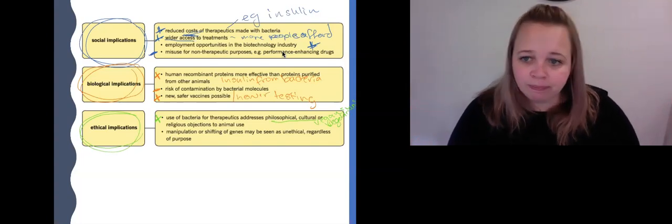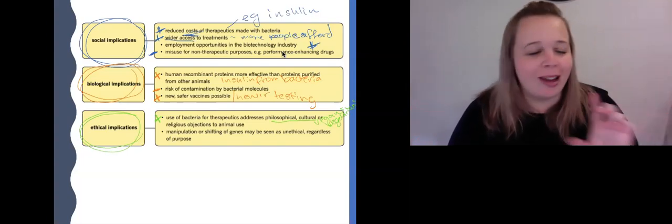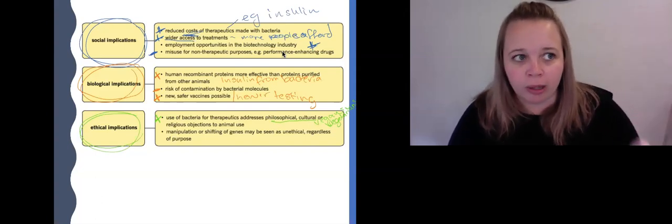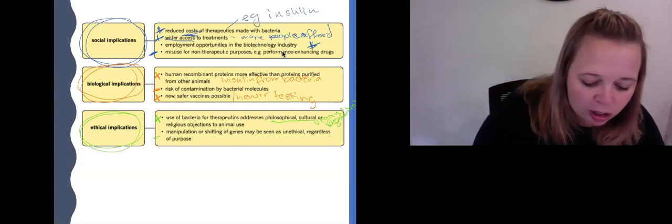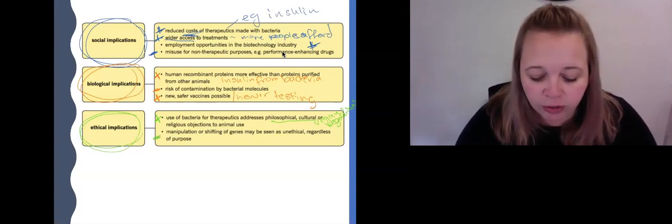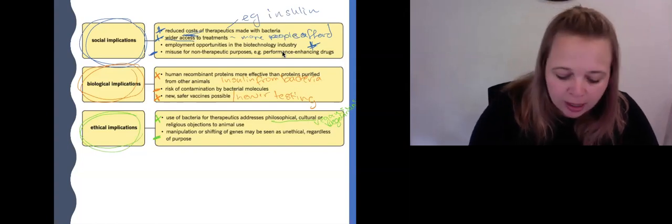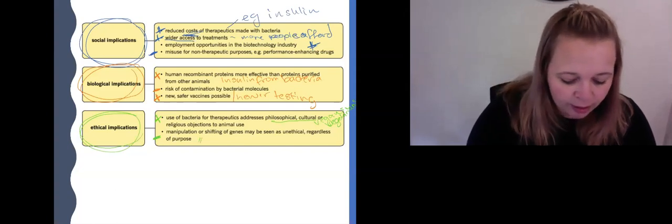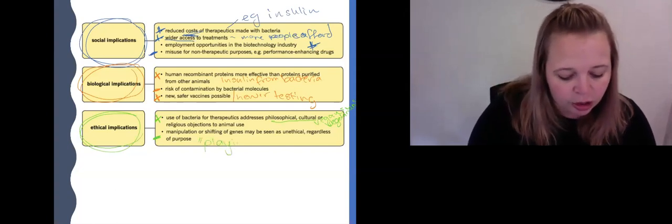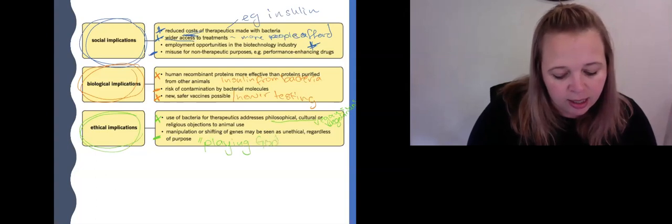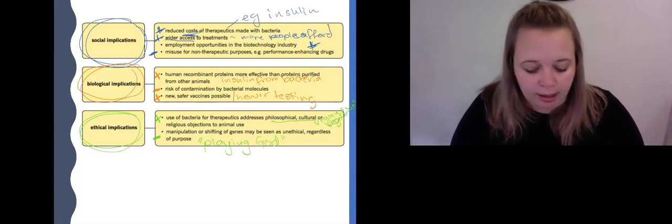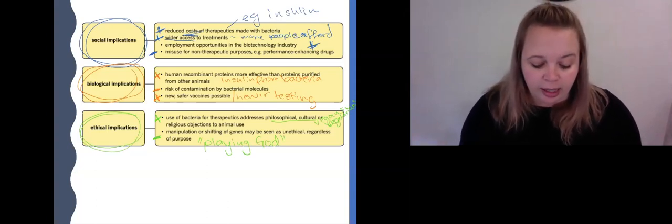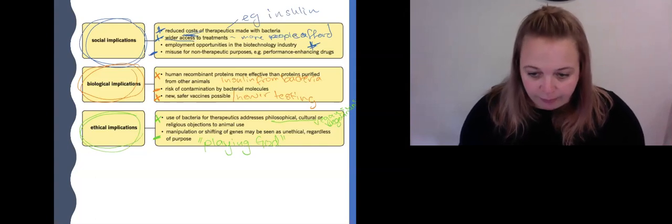The last one is the major issue. If you are ever at a loss for an ethical issue, you go with this one. Essentially, the manipulation or shifting of genes is unethical regardless of purpose. The phrase that you will see and that you can write is that people believe any manipulation of a gene is unethical. It's against the natural way, and so you can say it's like playing God.